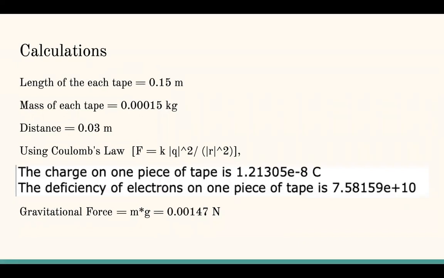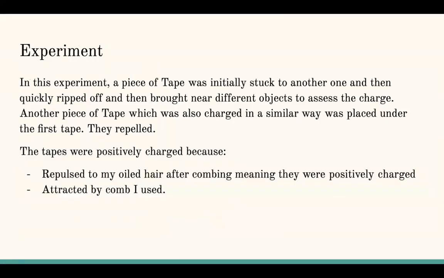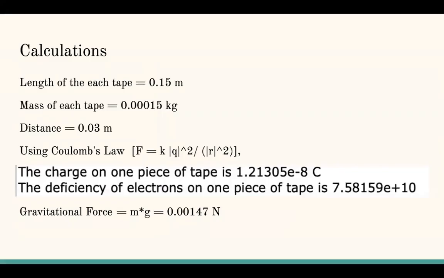The length of each tape was 15 centimeters, and equivalently, the mass was 15 grams, and the distance between the tapes was, as you can see in this graph, 3 centimeters. Again, the result for the charge is 1.2 times 10 to the power 8 coulomb. The number of electrons that were deficient was 7.58 times 10 to the power 10.